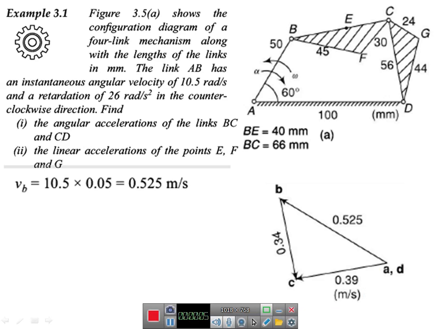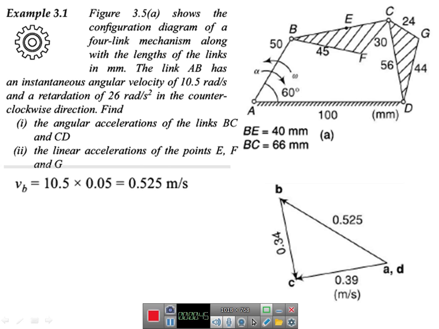So you can see in this problem, in the question, it is shown that it is a 4-bar link mechanism, okay, and the lengths for all A, B, C, D, and up to point E, point F, point G, all our dimensions are given. The initial input is that the link AB has an angular velocity of 10 radians per second, and retardation, that is acceleration, nothing but acceleration, that is 26 radians per second square.